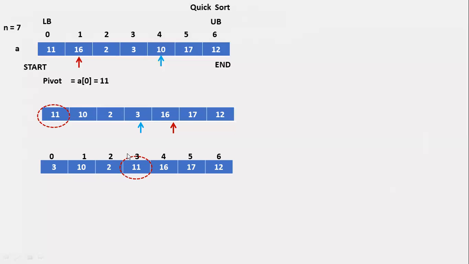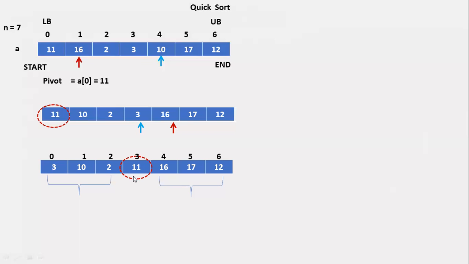And if you check, the elements to the left of this pivot, that is 3, 10, 2, are less than 11. And the elements to the right of this, that is 16, 17, 12, are greater than this pivot value 11. So from this we can say that the pivot element 11 is at the appropriate position.